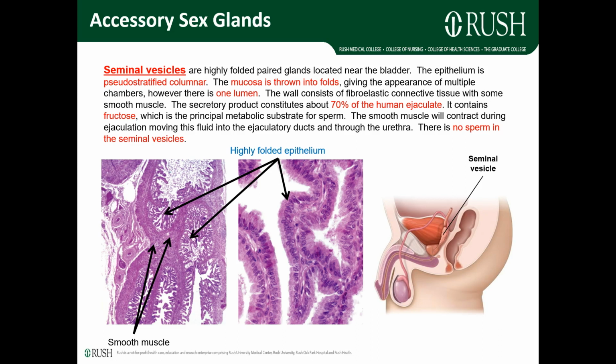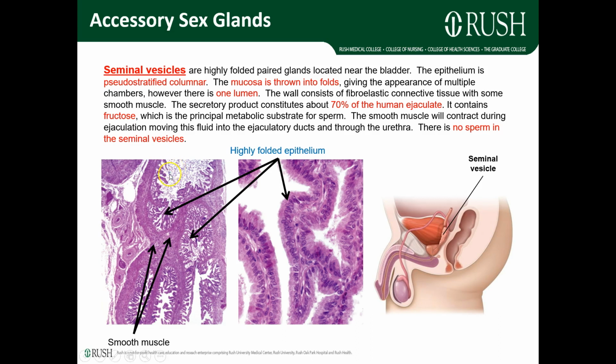They have a very highly folded structure. The epithelium is again pseudostratified columnar epithelium. One thing to note is that the mucosa here is highly folded, gives the appearance that there are multiple chambers in here. As a matter of fact, there is only one lumen. So it's one tube which is very long, present in a convoluted way. The wall of the seminal vesicle consists of fibroelastic connective tissue and some smooth muscle.